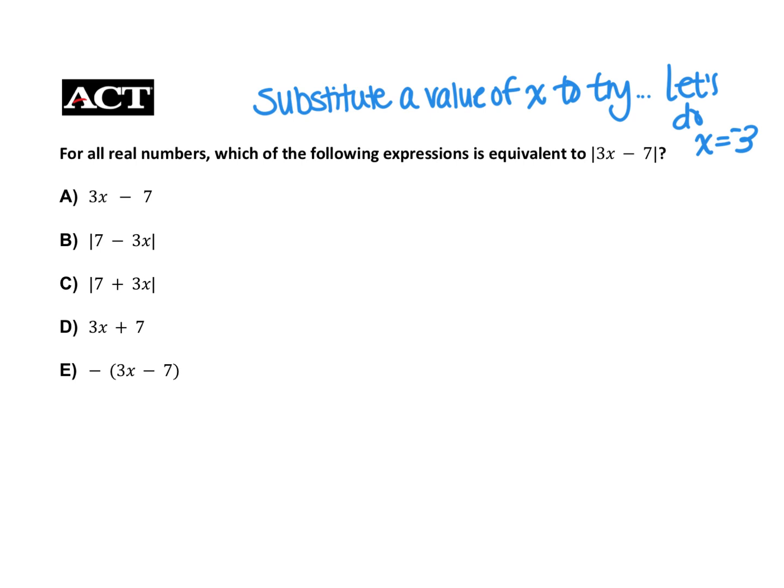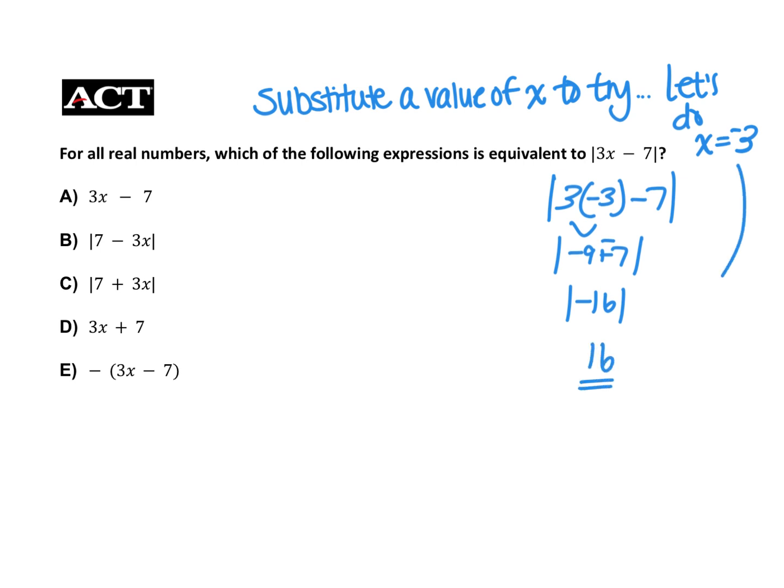So in our original expression, we have 3 times the absolute value of negative 3 minus 7. Right, so within here I get negative 9 minus 7, and I still need the absolute value of that. So that's the same as negative 16, absolute value of that. And then the absolute value of negative 16 is 16. So if x is negative 3, then our original expression simplifies to 16.